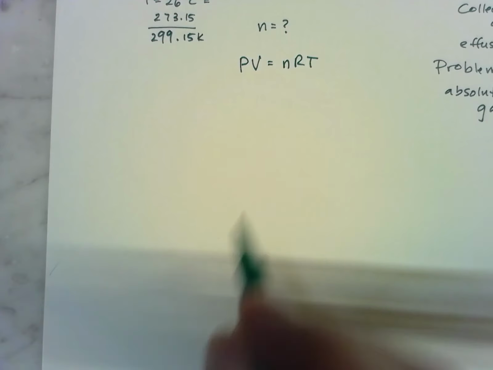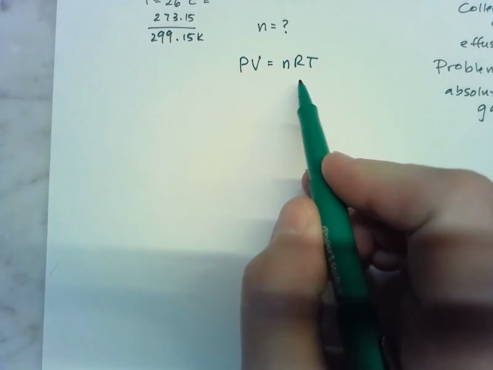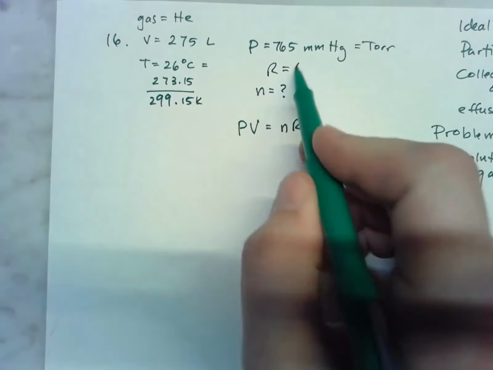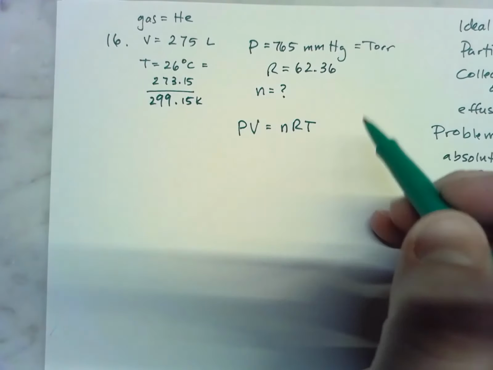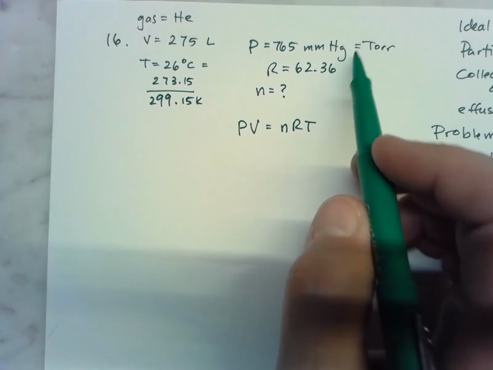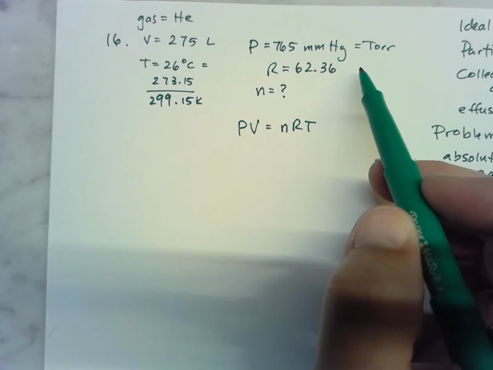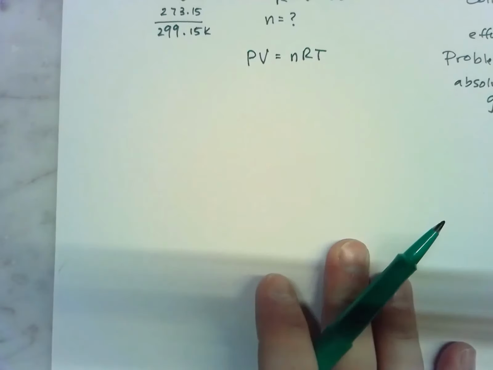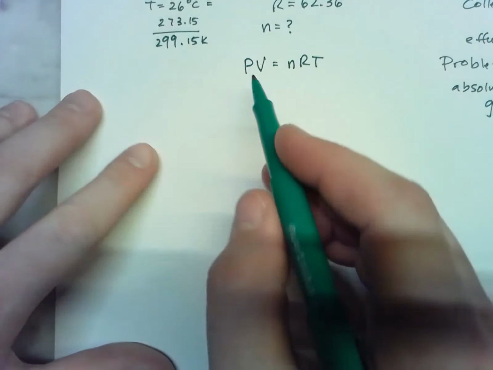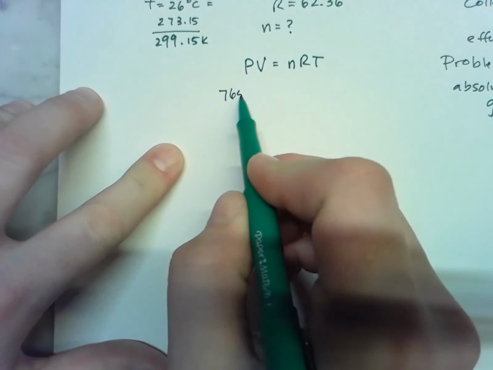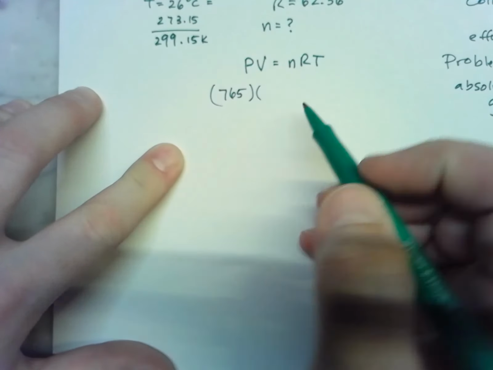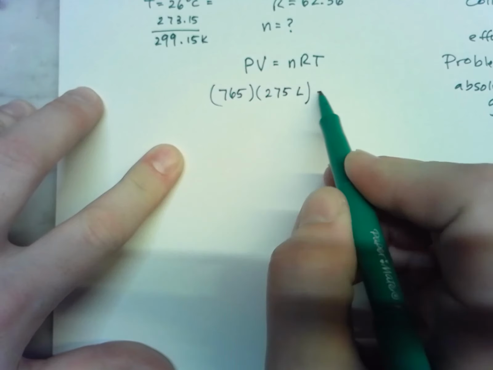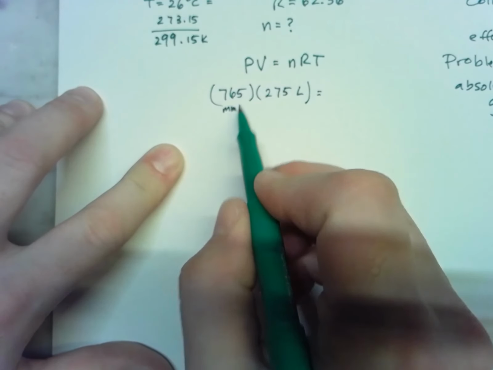All right, so our R is 62.36, and that of course is just from page 235. All right, so now let's fill it in. What have we got? We got 765, and our volume is 275 liters, millimeters Hg.